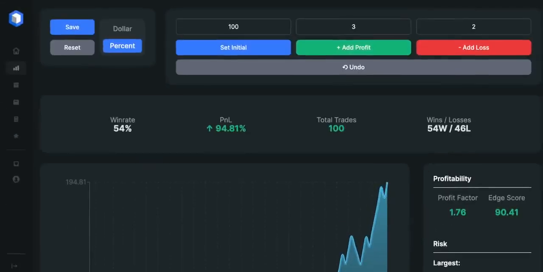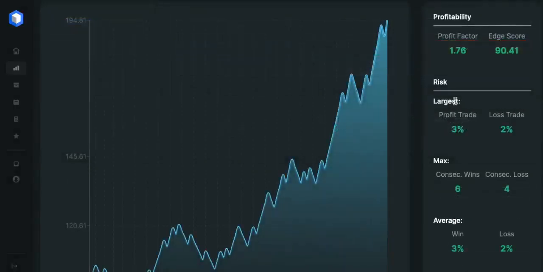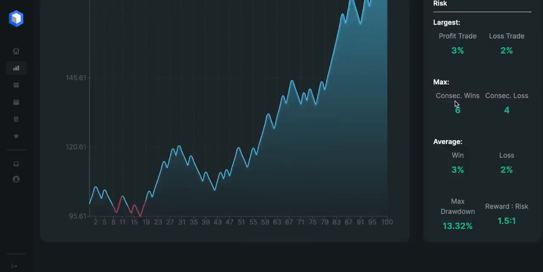Okay, the backtesting is finished and here are the results. The win ratio for the strategy is only 54%. This is definitely really low for such a risk-reward ratio, but despite the low win rate, the strategy is still making quite a bit of money. The profit factor is 1.76, and we had 6 consecutive wins against 4 consecutive losses, and the maximum drawdown was 13.32%. So overall, I give the strategy a score of 6 out of 10.